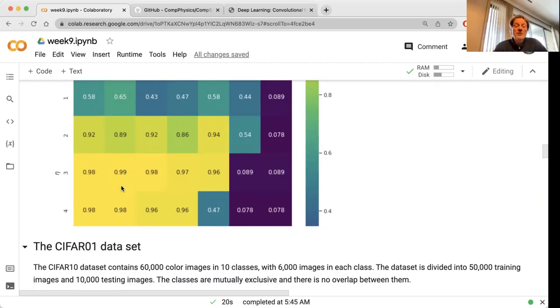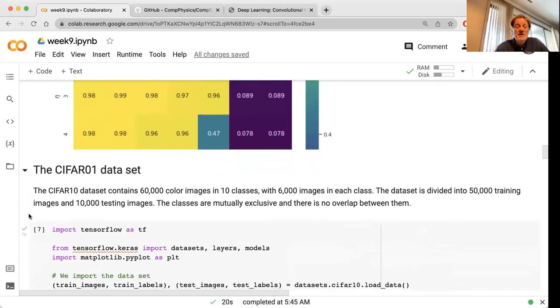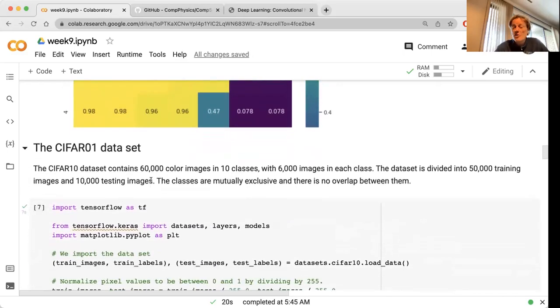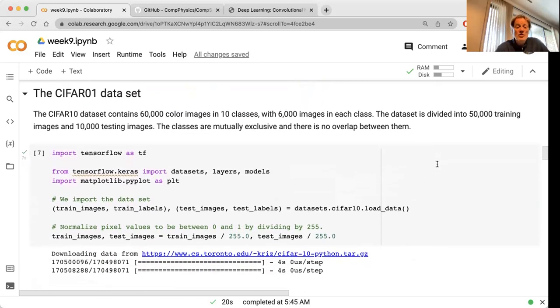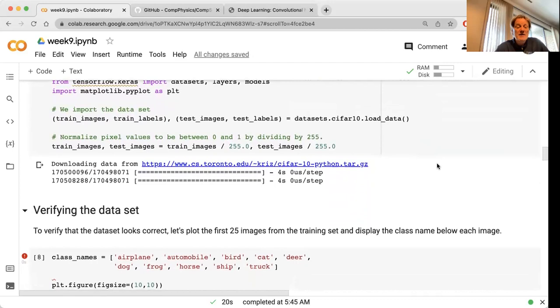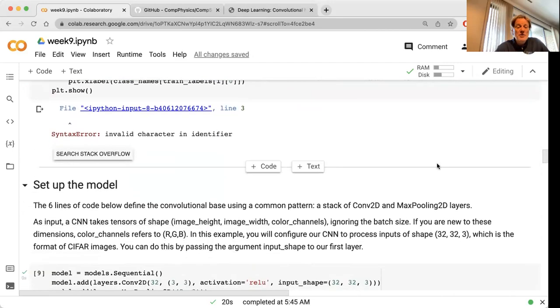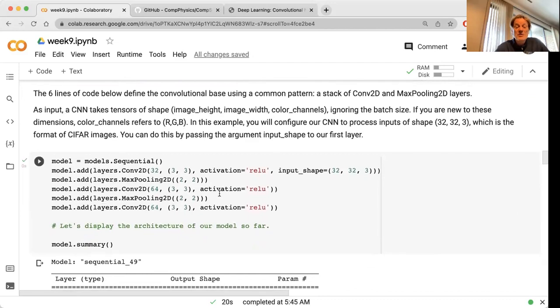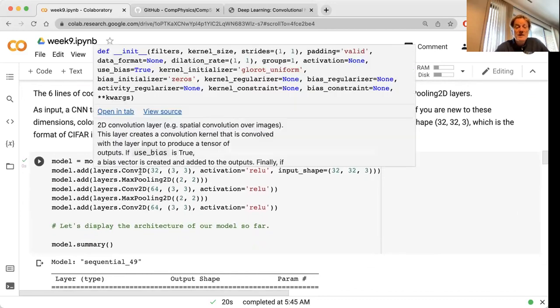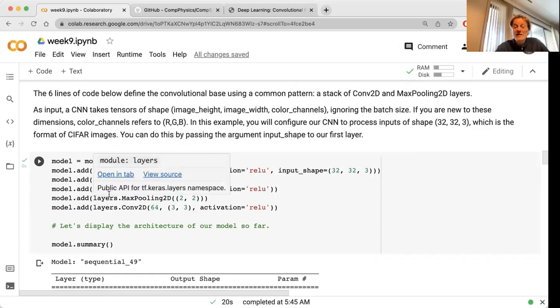Now, there are other examples here. There is one data set which contains something like 60,000 color images in 10 different classes. And in this example, which you can find in the Jupyter Notebook, the data set is divided into 50,000 training images and 10,000 testing images. And you can set up a similar neural network here. You can train the data, you can visualize the data, and you can set up the model. In this specific case, you could decide that you have a convolutional layer, you have your max pooling layer, you can add a new convolutional layer if you want to, and you can have a max pooling layer.